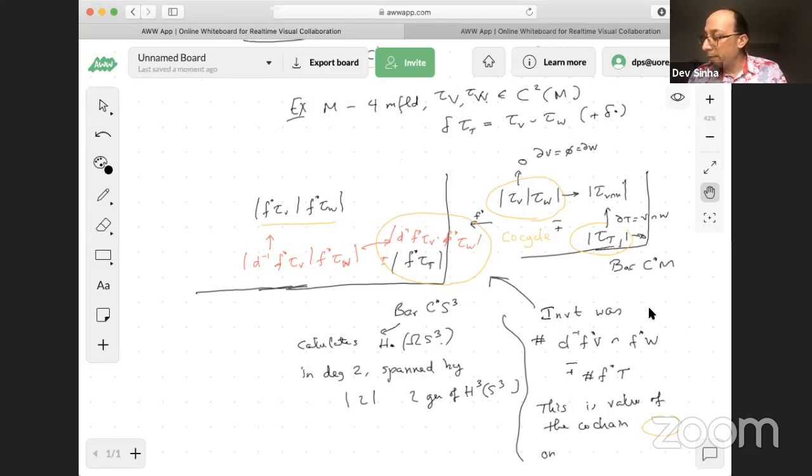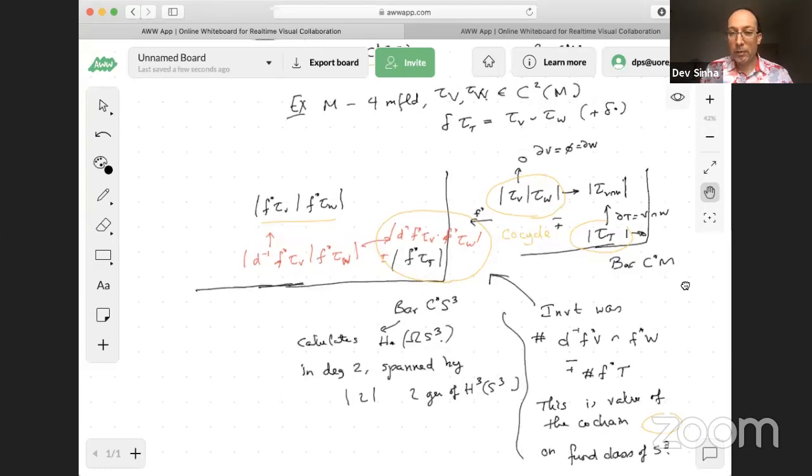On the fundamental class of S3. Okay. So let me give some mottos and then I'll move over here.